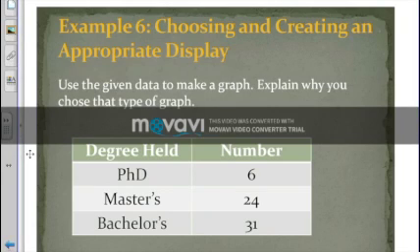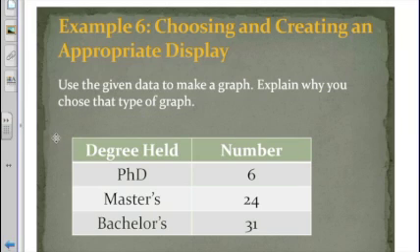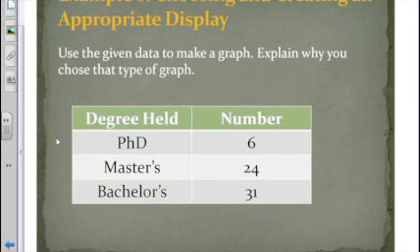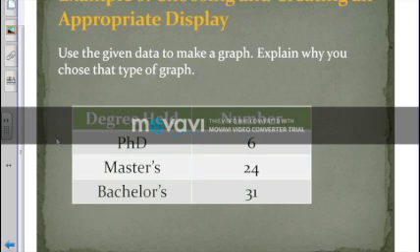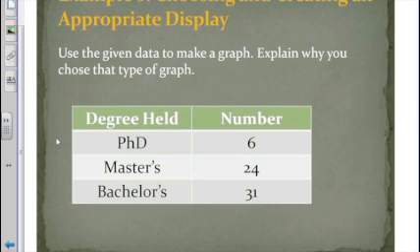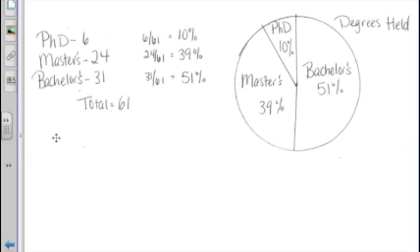Next, information that we want to display. We are going to choose an appropriate display for this information, the degrees held and how many degrees are represented. I would think this is at a school, maybe the positions or the degrees that the teachers hold. I'm not sure, it doesn't give us that much information. But again, we have categories and we have numbers in each category. Again, I think that this information could fit into either bar graphs or circle graphs. Since I already showed you a bar graph, I'm going to show you a circle graph.